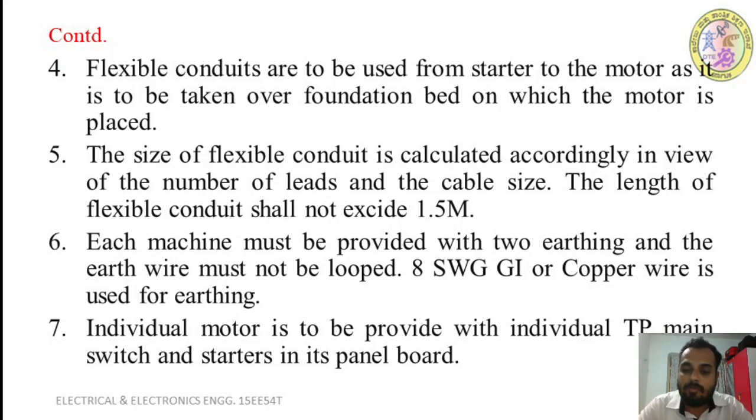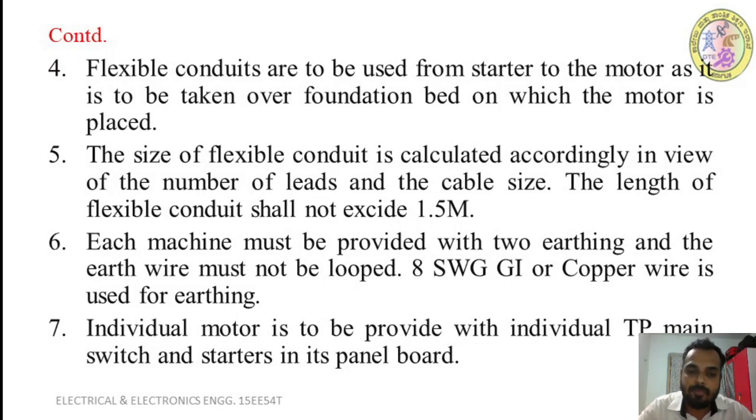Here, from your meter board or distribution board to the switchboard of each machine we are using rigid PVC conduit, and each machine is to be provided with a starter board. From the starter board to the machine terminal connections, where the machine is placed on the bed, you have seen in our laboratory. The machines used to be placed on a foundation bed, right? Over the bed we are placing the machine, and from the starter board to the machine we are carrying the wires or conductors through flexible conduits, right?